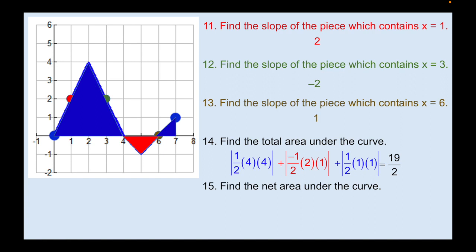Put that all together, everything becomes positive, and it's 19 halves for that one, or you could have 9.5. And then for 15, when it's the net area, it's all the same numbers, but it doesn't switch signs. So this is going to be positive, this will be negative, this will be positive. And when we put all that together, it should be 15 halves or 7.5.